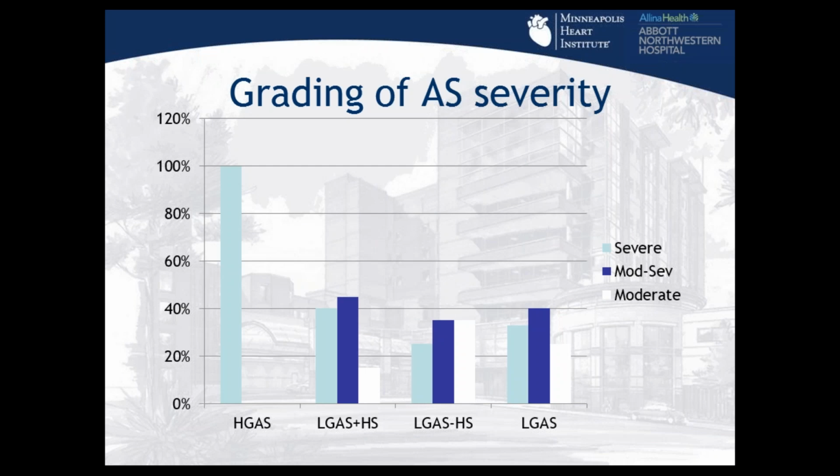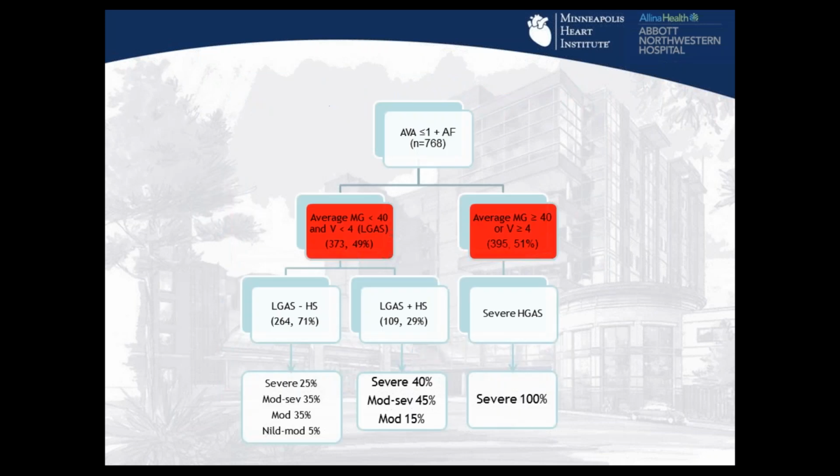So how are we calling these patients on the report? It's easy for the high gradient AS, everybody calls them severe. But what are we doing with the other patients? If you have low gradient AS, less than 40% were called severe, the majority were called moderate to severe. Even patients who had at least one high signal, most people went by the average mean gradient, and only 40% of the time they were called severe. The majority of the time they were called moderate to severe.